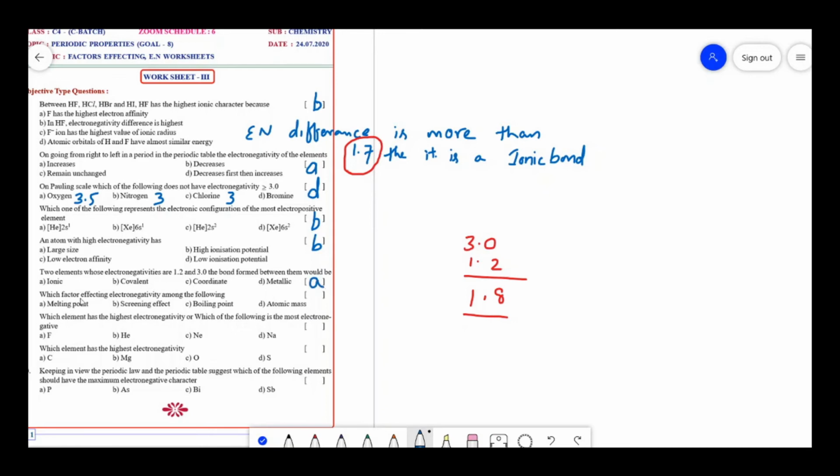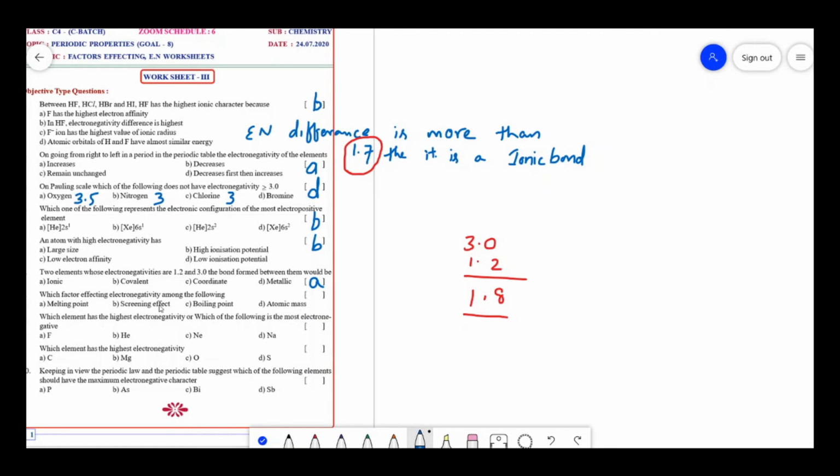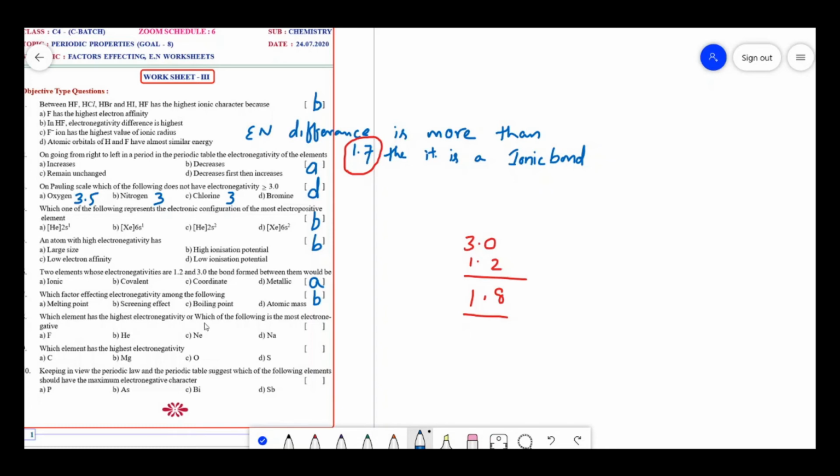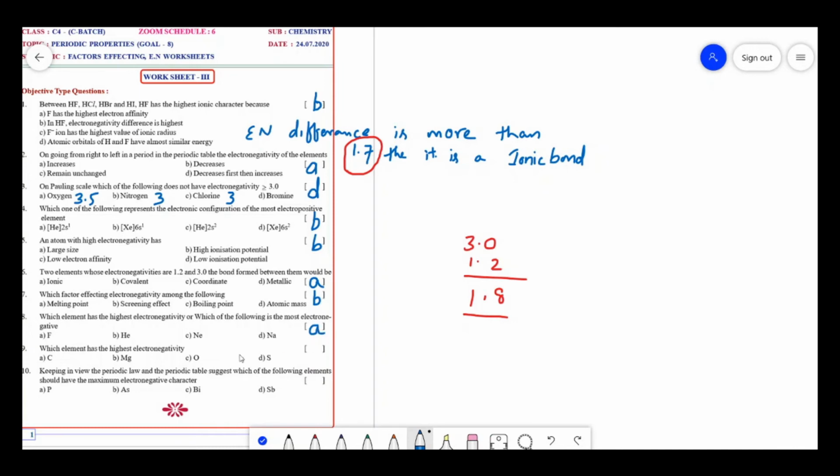Next, which factor affects electronegativity among the following? Electronegativity does not depend on melting points, boiling points, and atomic mass. It depends only on the screening effect. Answer is B. Which element has the highest electronegativity? The highest electronegativity element in the periodic table is fluorine. Its electronegativity is 4.0. And remember, electronegativity has no units.